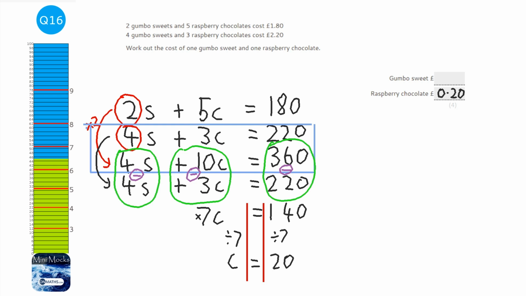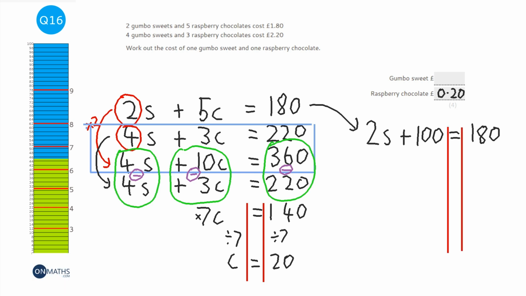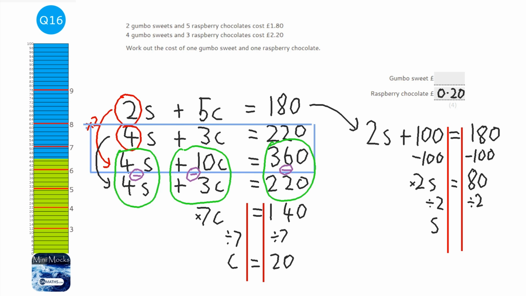Okay, but we need to work out what the price of the gumbo sweets is going to be. So we pick one of the original equations, and I like this one. We're going to rewrite this, but instead of c, we substitute in the 20. So it's 2s, which we still don't know what s is, plus 5 times 20, which is 100, equals 180. First of all, we take away 100 from both sides. So 2s equals 80, and then we divide by 2 on both sides. So s equals 80 divided by 2, which is 40. In pounds, that's 0.40 pounds.